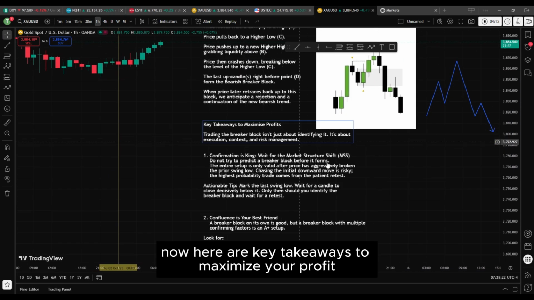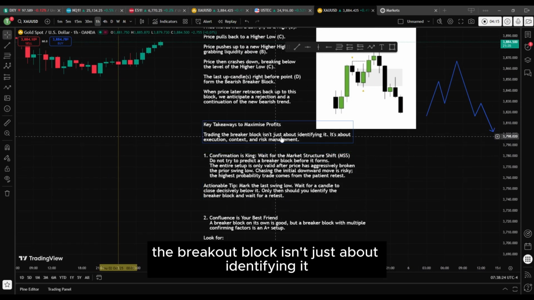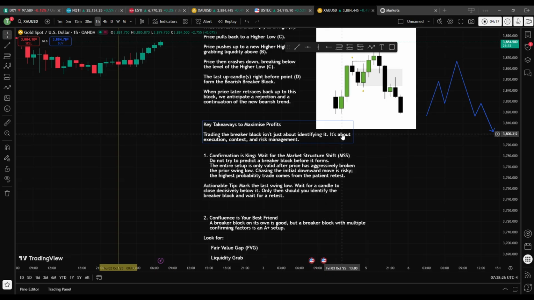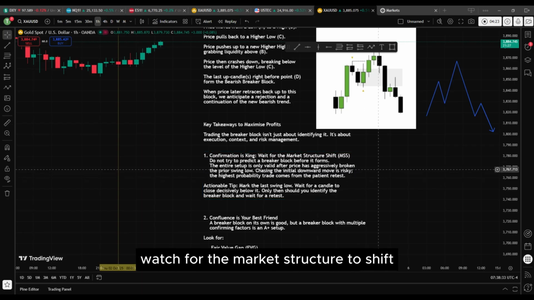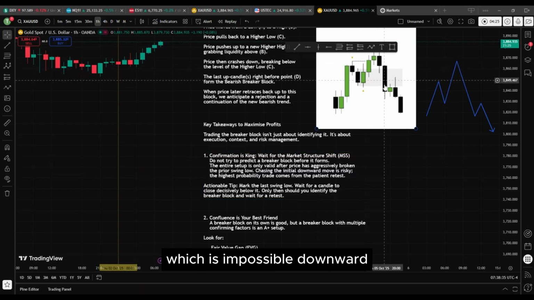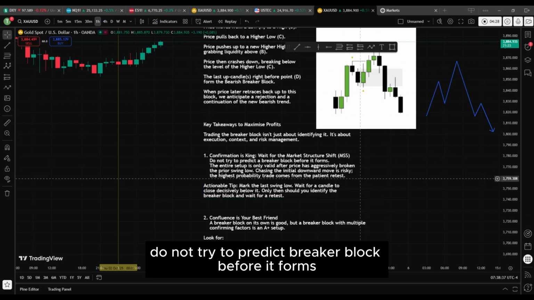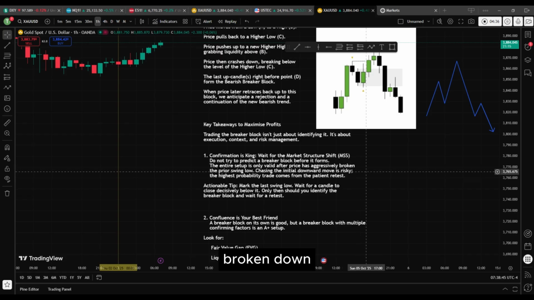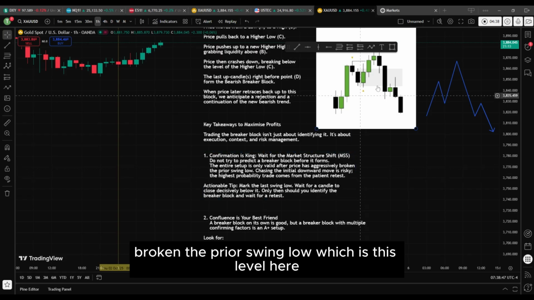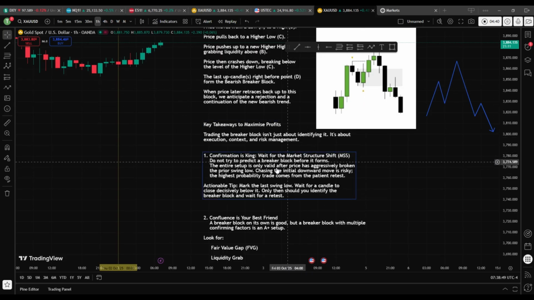Now, here are key takeaways to maximize profit. Trading the breaker block isn't just about identifying it. It's about execution, context, and risk management. Confirmation is king. Wait for the market structure to shift, which is the impulsive move downward. We will not try to predict a breaker block before it forms. The entire setup is only valid after price has aggressively broken the previous strong level, which is this level here.